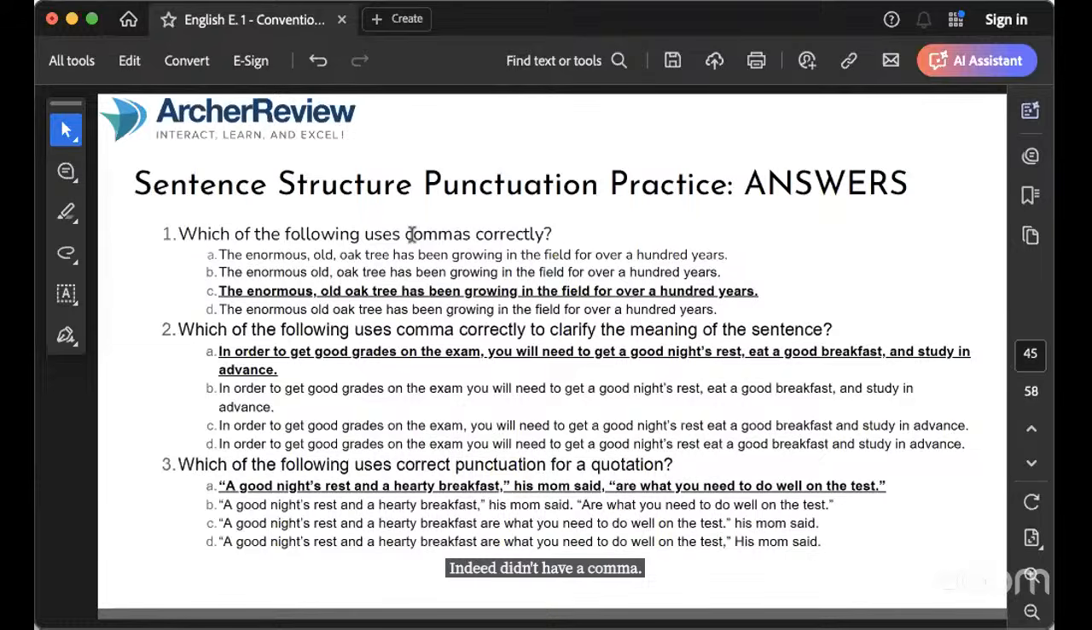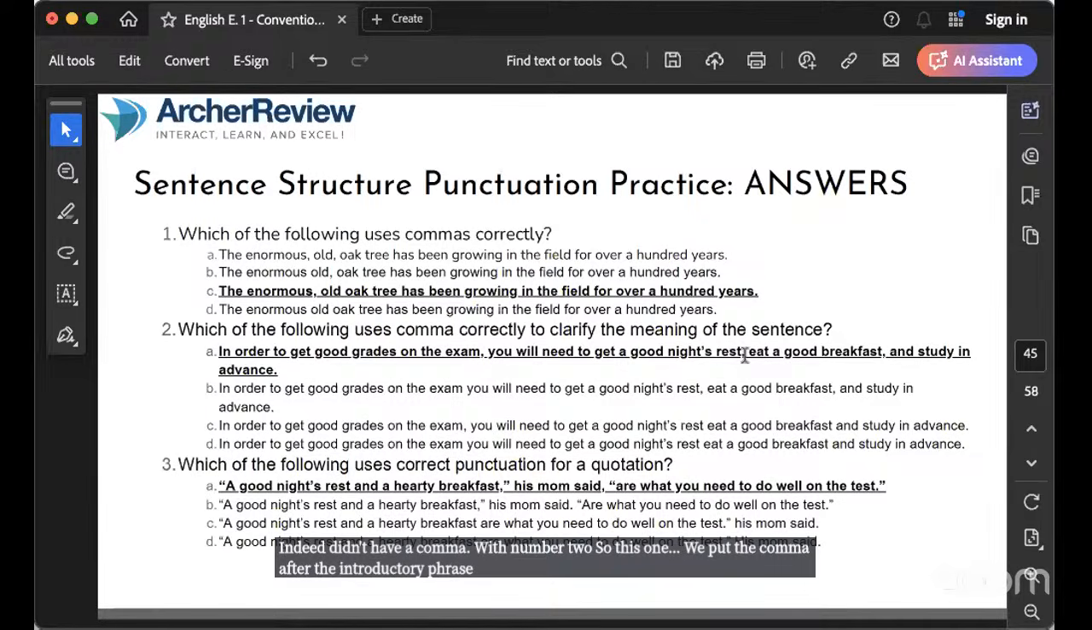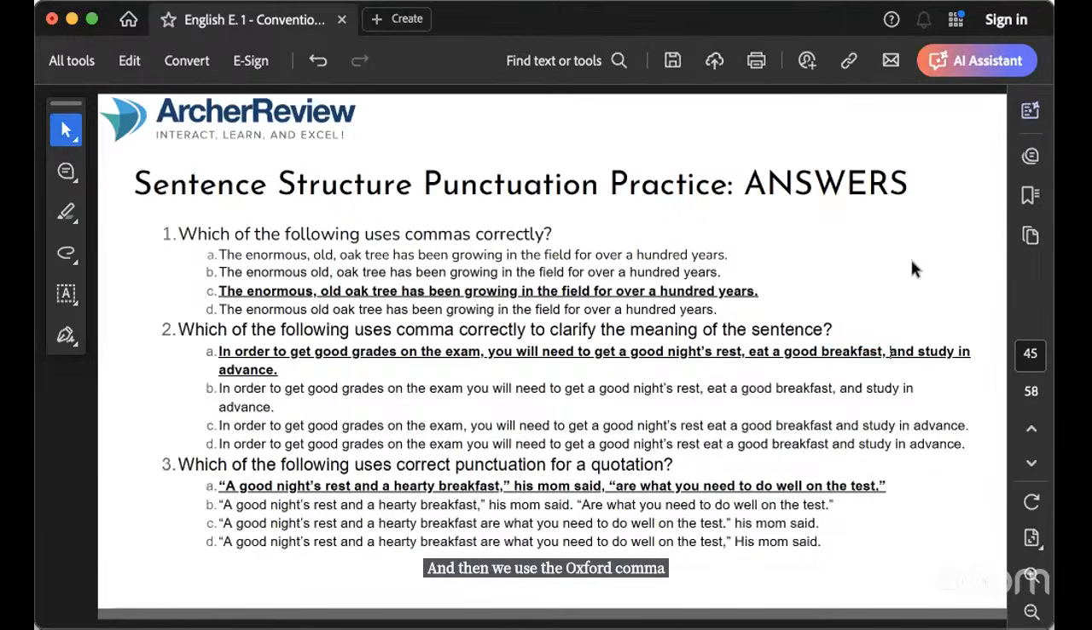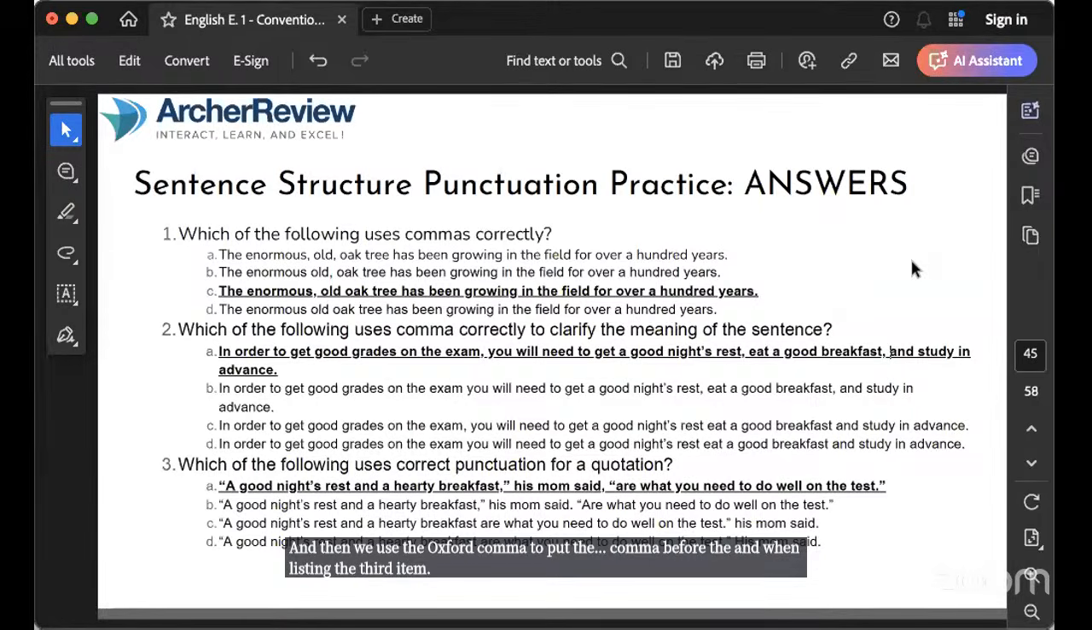With number 2, we put the comma after the introductory phrase. We put a comma between "good night's rest" and "eat a good breakfast" because that's separating 2 list items. And then we use the Oxford comma to put the comma before the "and" when listing the 3rd item. So that one's using the Oxford comma.